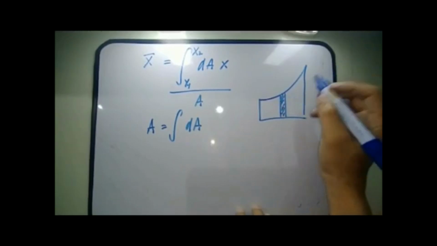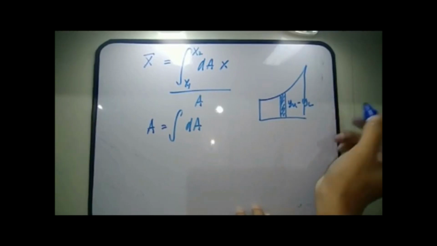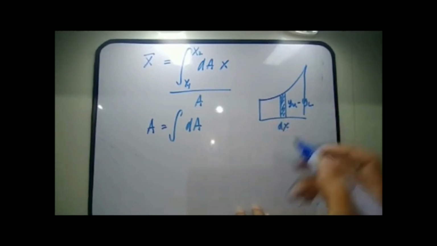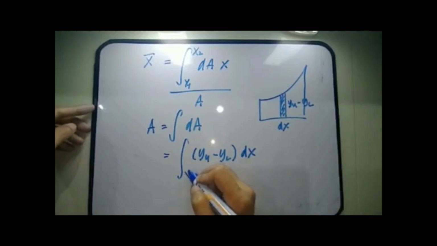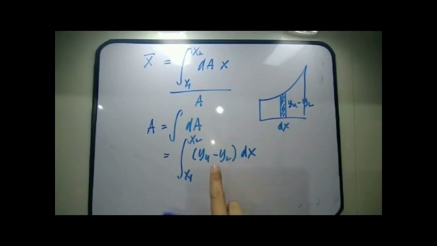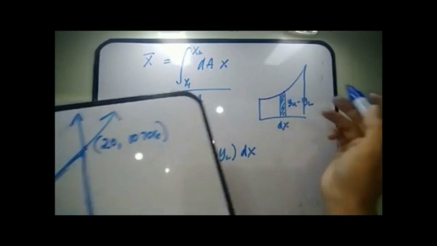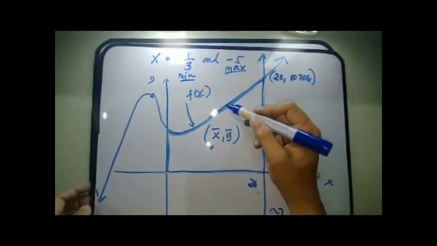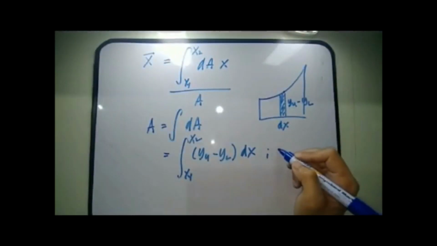So, yung length ng rectangular strip natin is y upper minus y lower, and ang kanyang width is differential of x. And x sub 1 to x sub 2. So, we are sure here na ang limit natin guys is x sub 1 to x sub 2 because we have a differential x. Now, y upper will be f of x. So, it touches the f of x curve.